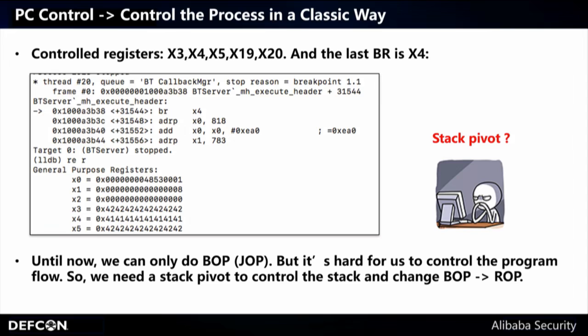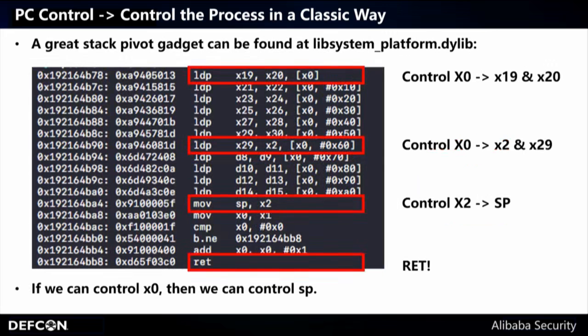But it's hard for us to control the whole program flow because we need a stack pivot to control the stack and change the JOP to ROP. So a good stack pivot gadget can be found in the system platform DeviceLab. This gadget is very useful. If we can control X0, we can control SP.